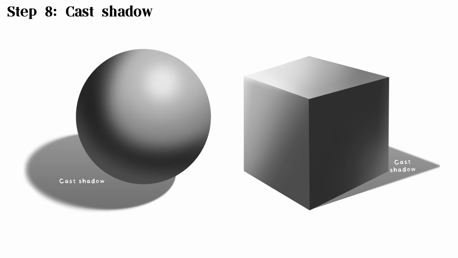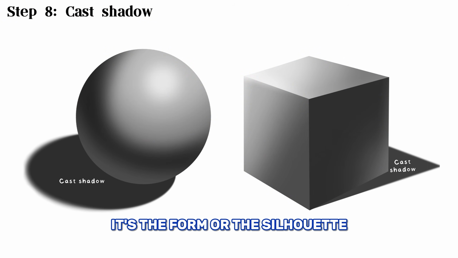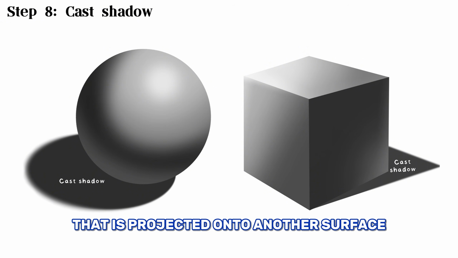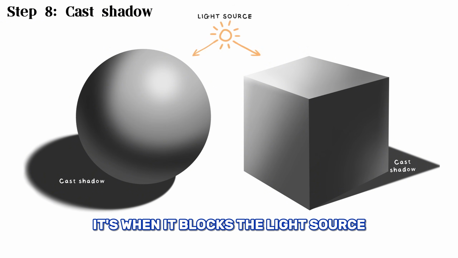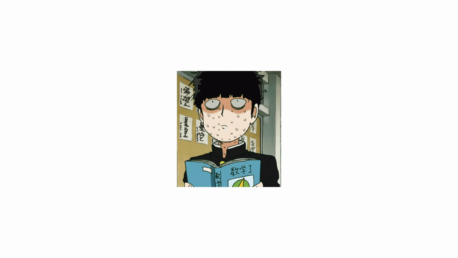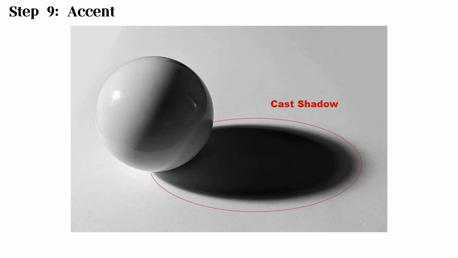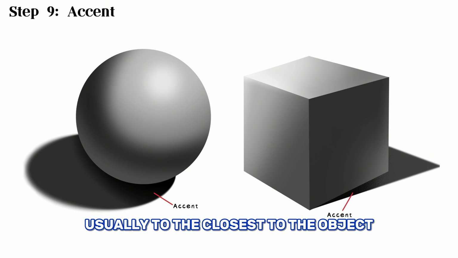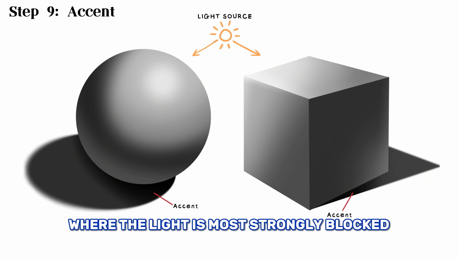Step 8 is the cast shadow. It's the form or the silhouette of the object that is projected onto another surface when it blocks the light source. Step 9 is the accent. Not the language accent, it's the darkest point of the cast shadow, usually closest to the object, where the light is most strongly blocked.